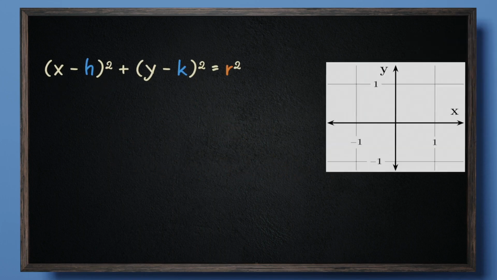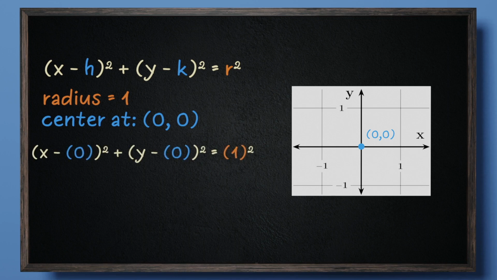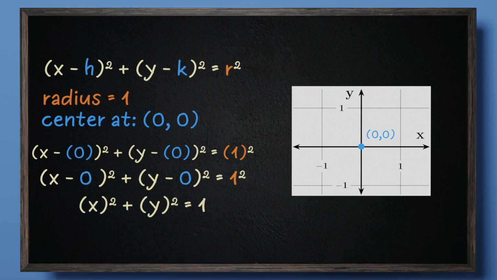For example, if we had a circle with a radius of 1 and a center located at the origin, (0, 0), then plugging in our values of 1 for r, 0 for h, and 0 for k, our equation becomes (x - 0)² + (y - 0)² = 1². Following the order of PEMDAS, x - 0 is x, y - 0 is y, and 1² is 1. Our equation is simplified to x² + y² = 1.